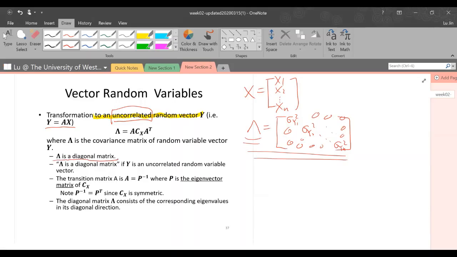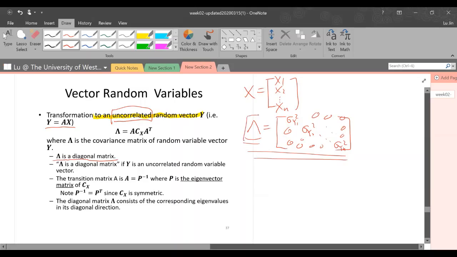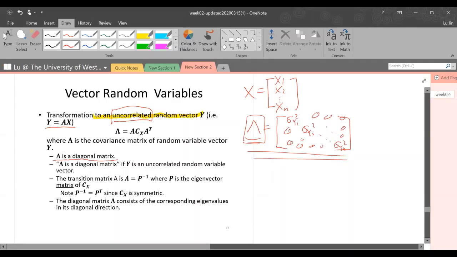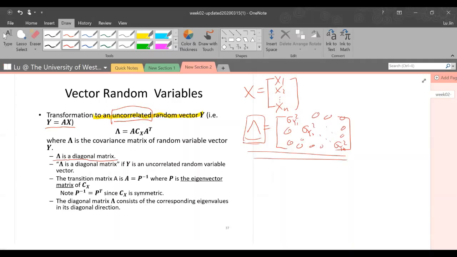And we can guarantee this covariance matrix is a diagonal matrix only if Y is an uncorrelated random variable vector. Okay, this is what we have known regarding this case, and in our previous discussion, we have already known this. So we just gather all this useful information together to give you a big picture regarding the topic.